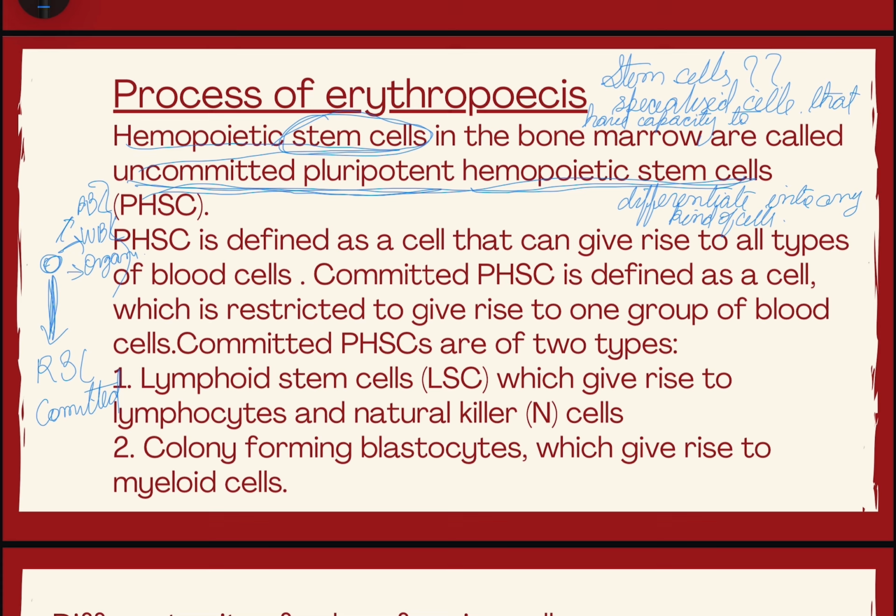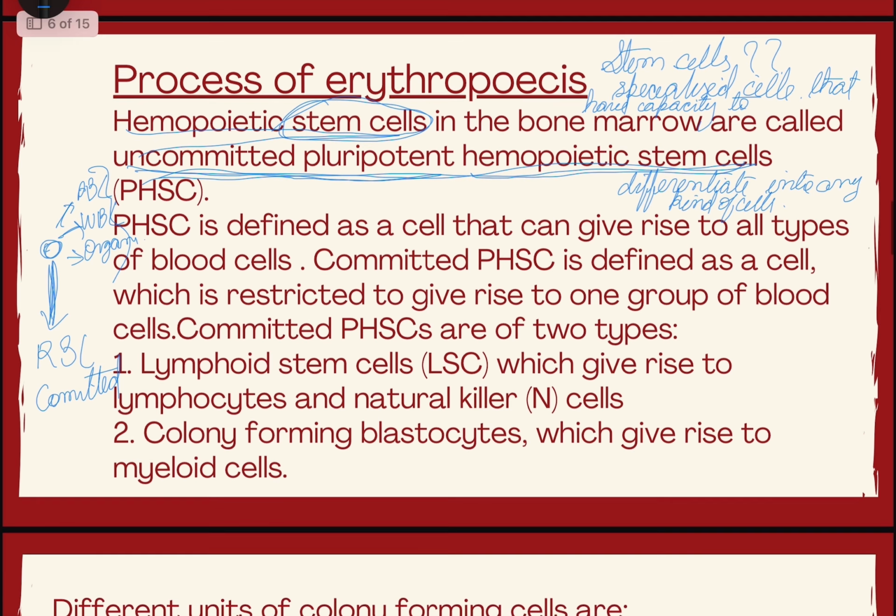So PHSC is defined as the cell that gives rise to all types of blood cells. Committed PHSC is defined as a cell which is restricted to give rise to one group of blood cells. Now, as I've explained, once these cells become committed, they can be of two types. Firstly, the lymphoid stem cell, also known as the LSC, that gives rise to the lymphocytes and the natural killer cells, and also the colony forming blastocytes, which give rise to the myeloid cells.